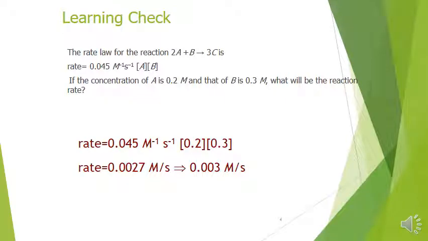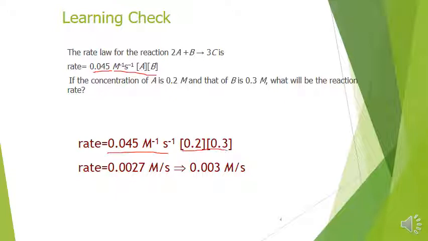All right, the rate law for the reaction 2A plus B going to C is rate equals this, with units of molar minus 1, seconds minus 1. If the concentration of A is 0.2 M and B is 0.3, solve for the rate. It's simple, just plug everything in.